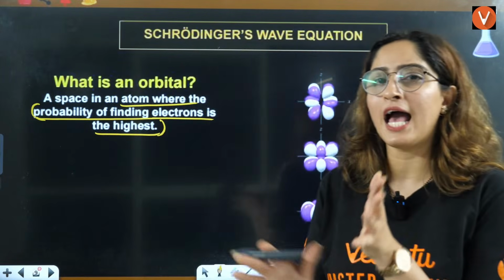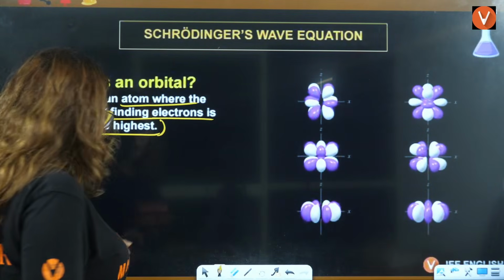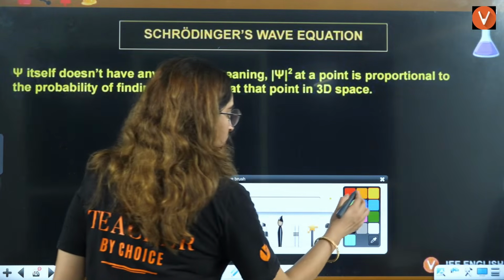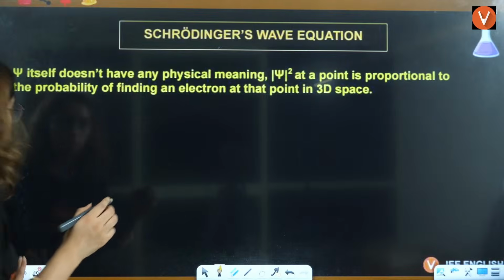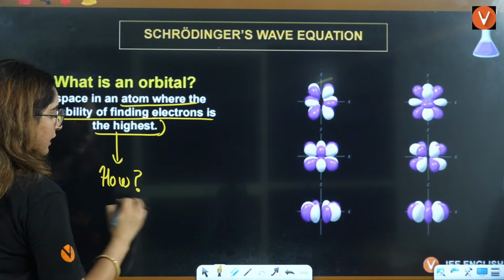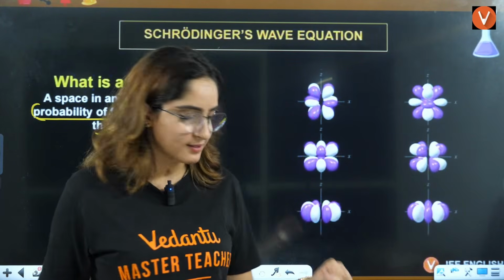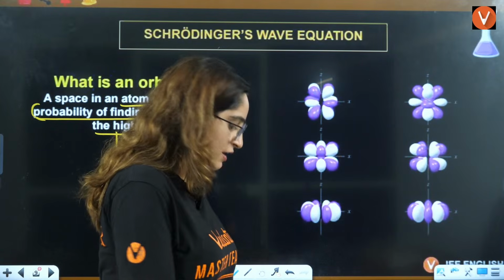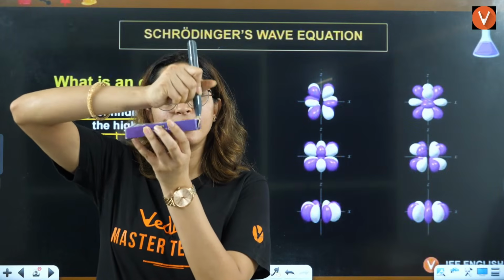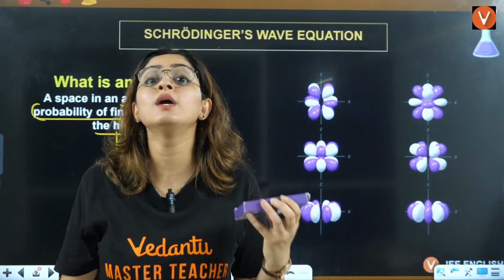And orbitals have different shapes. That also we will learn about. But before that, you should understand psi, who will tell us how you will get to know that, if I say this is the platform, the probability of finding the electron is highest here or here or here or here. Who will tell you that?